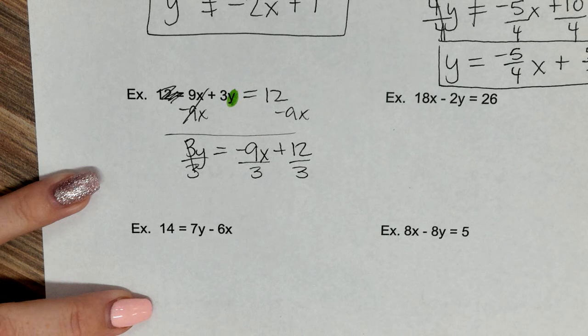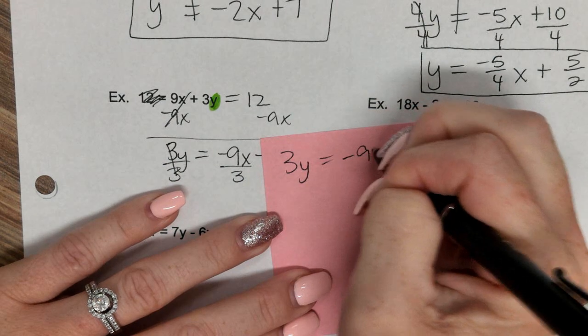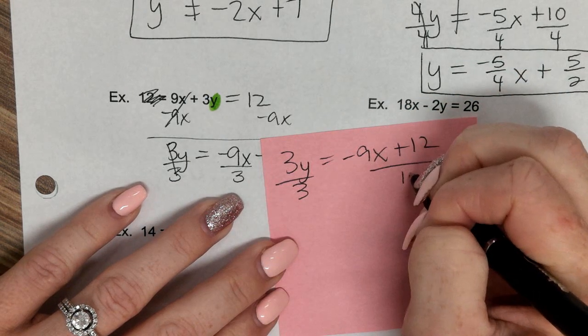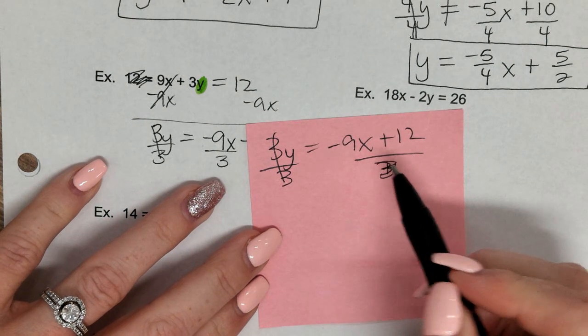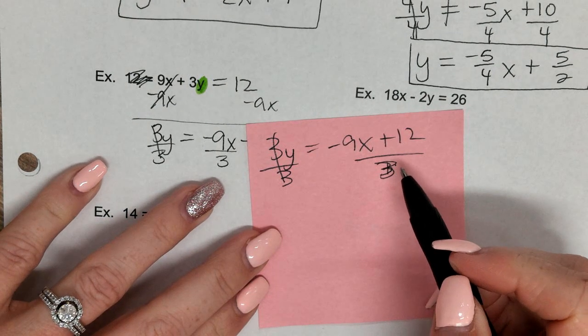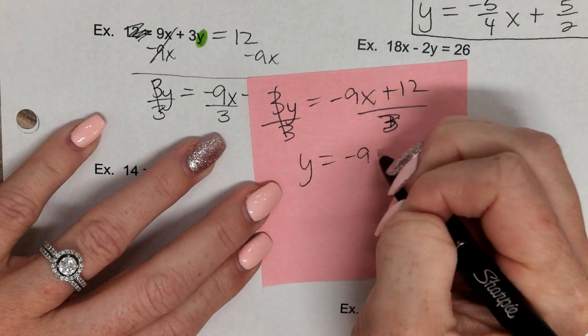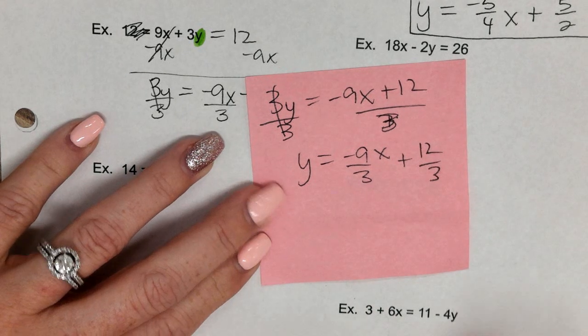Now, yesterday, y'all do understand that I was teaching you to do it like this. 3y equals negative 9x plus 12, and we were going like this, yes? Divide by 3. And I was allowing y'all to leave it like this because it's easier with all those variables. Okay, but this means the same thing as this. Does that make sense? Okay.